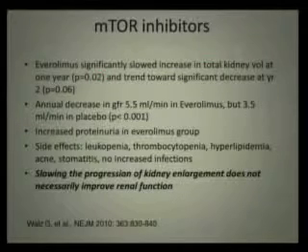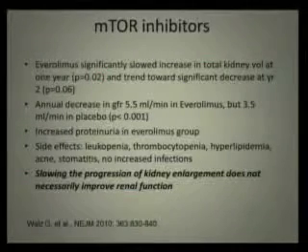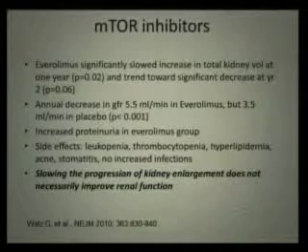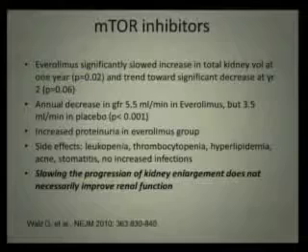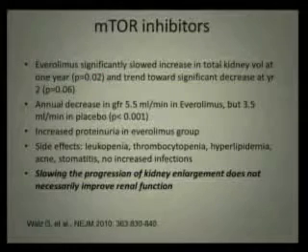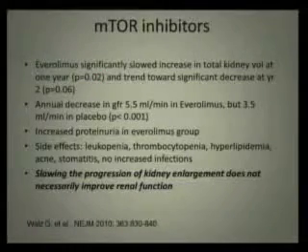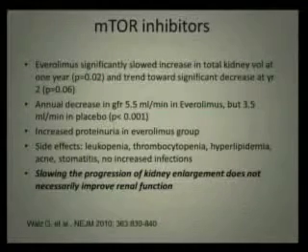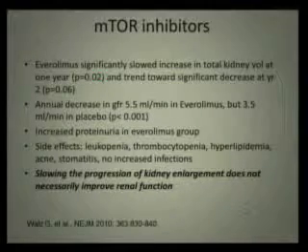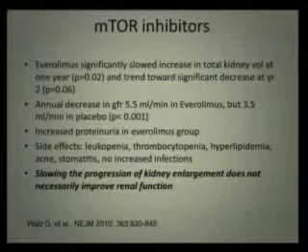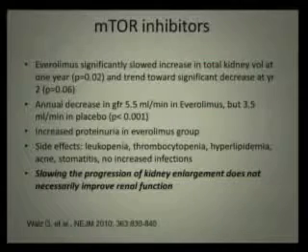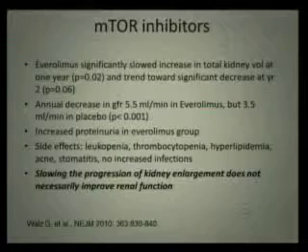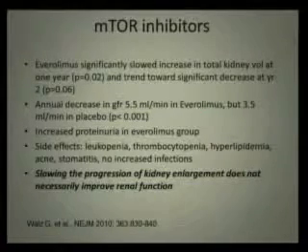What they found was that everolimus significantly slowed the increase in total kidney volume at 1 year, and then it had a trend toward controlling kidney volume at year 2, okay? But the benefit was attenuated a little bit in that second year. And the annual decrease in GFR was actually higher in the everolimus group compared to placebo. So their kidney function got worse on this medication, and they had increased proteinuria. So essentially, this showed that it benefited total kidney volume, but the GFR got worse.